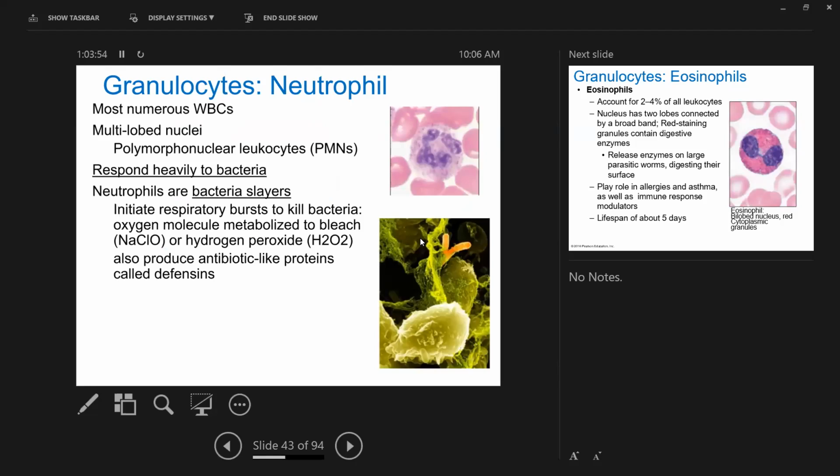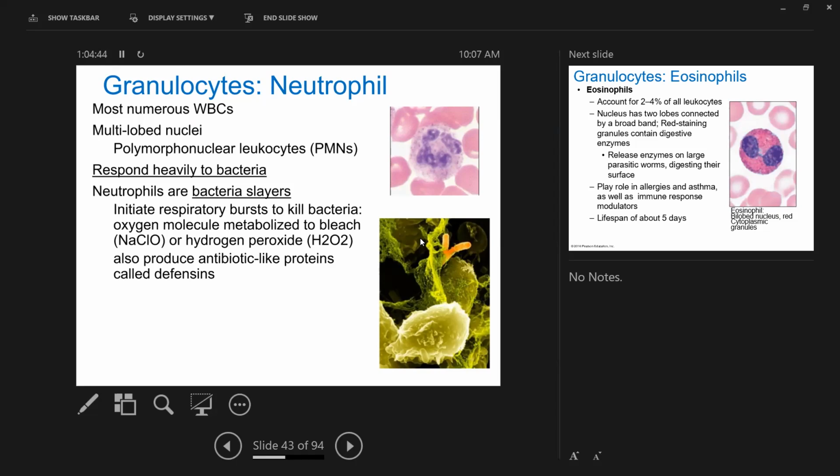So here's the neutrophil. The neutrophils are our bacteria killers. They'll come out first during infection, and they will sneak up next to a bacteria and shoot oxygen directly into the bacteria. Here's the bacteria right here. These are rod-shaped bacteria that we see. This is a neutrophil, and it's injecting oxygen right into the bacteria, and the oxygen is oxidized to bleach, and it kills the bacteria, or it turns it into hydrogen peroxide and kills the bacteria.